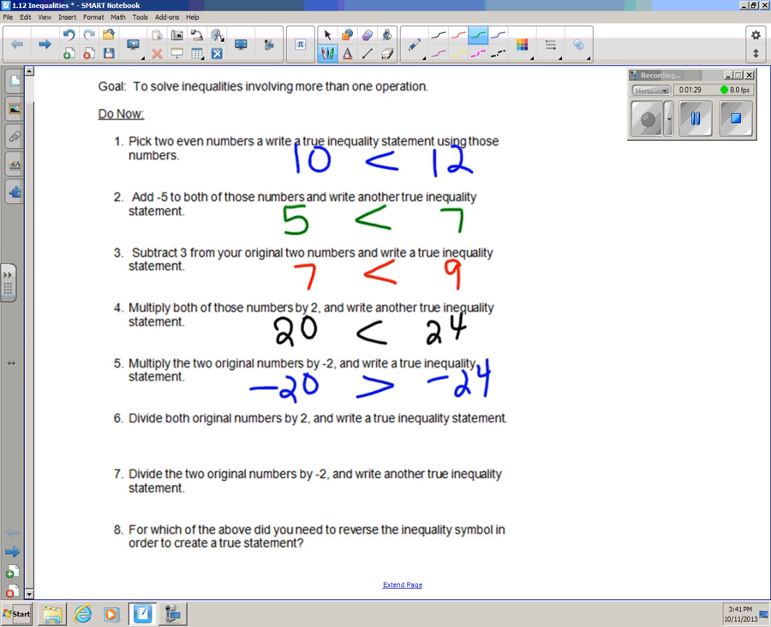Number 6, divide both the originals by 2. Well, 10 divided by 2 is 5, 12 divided by 2 is 6, and 5 is less than 6. And if I go back up and divide both of the originals by -2, 10 divided by -2 is -5, and 12 divided by -2 is -6. But now I have to reverse the inequality because -5 is greater than -6.